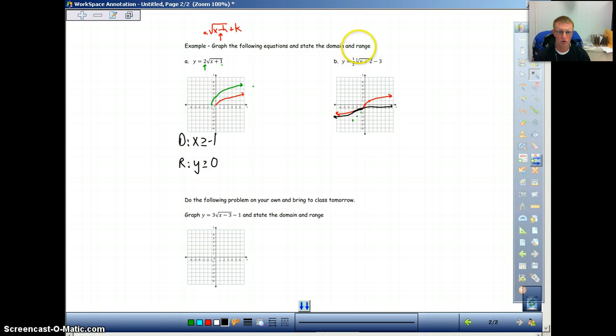Over here, as I told you, with anything that's to the third, our domain and our range is going to be all real numbers. So any third root will be all real numbers. There are very few exceptions. Obviously, there can be, but for what we're dealing with, this is all it's going to be.